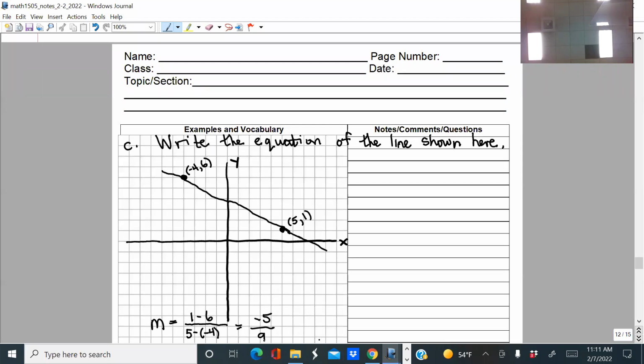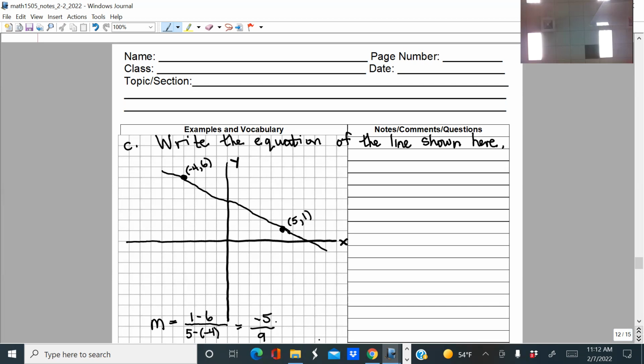Okay, that's negative. So the y values are decreasing. Indeed, as we go from left to right, as x is going up, the y values are decreasing. That's why the line is going down. And again, that -5/9 tells us how fast those y values are decreasing as our x values increase, correct? Okay. Now, let's see if we can write down the equation.